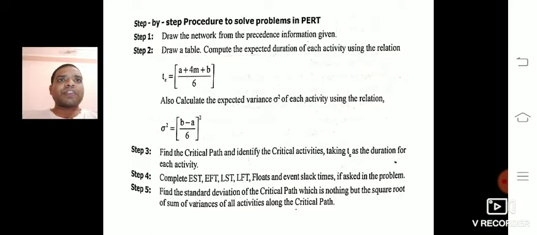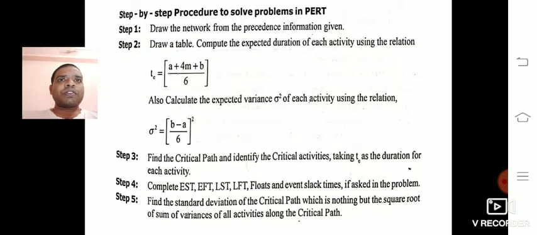Now these are the steps we need to follow in the PERT method. First, draw the network diagram, and after that you can calculate the expected duration TE by using the formula (A + 4M + B) / 6 for every activity. Also calculate the variance by using the formula sigma squared equals ((B - A) / 6) squared. Now step 3, find out the critical path.